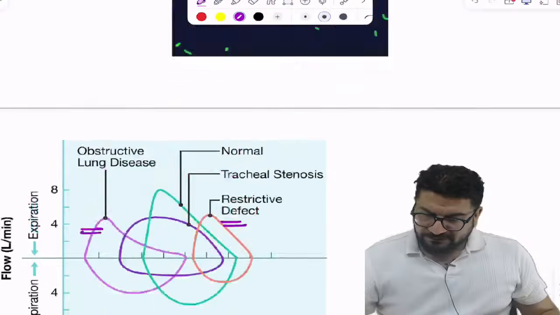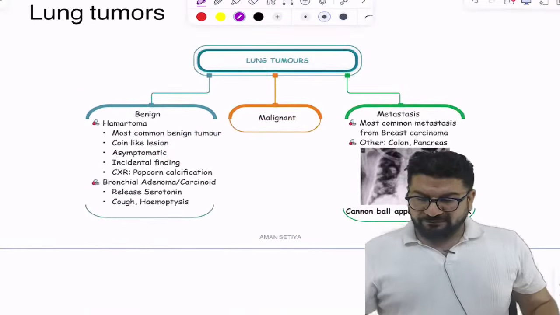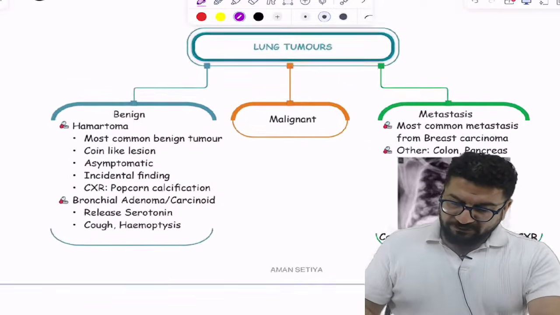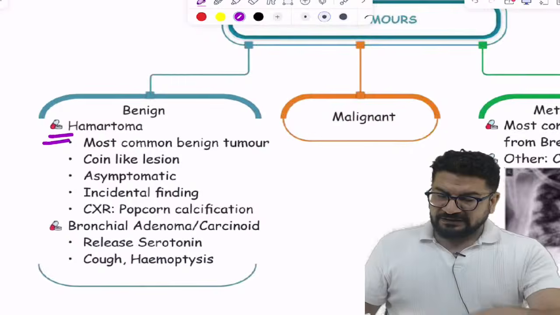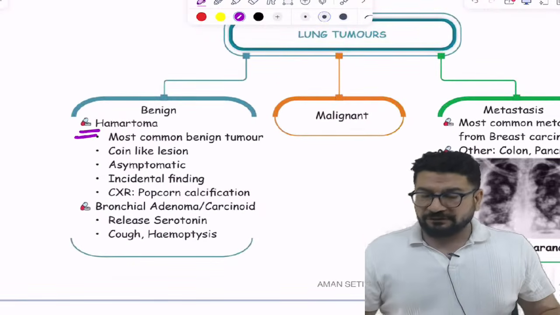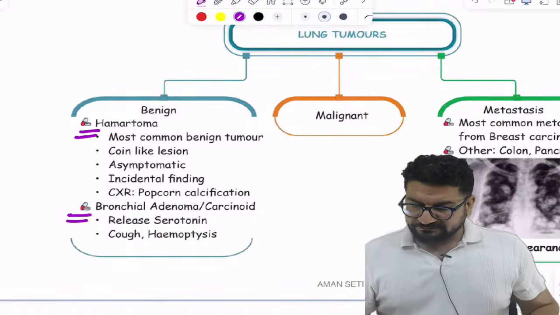Okay, now what else do they ask you? Understand this thing. They ask you a question on lung tumor. So we have benign lung tumor, we have malignant lung tumor. In benign lung tumor, the most common we have is hamartoma. In malignant lung tumor, we have different cancers like small cell, squamous cell, adenocarcinoma. The second benign tumor will be bronchoadenoma.